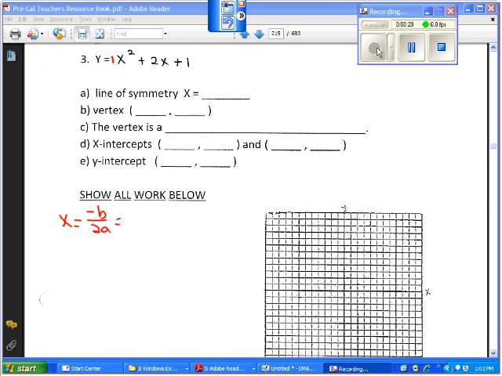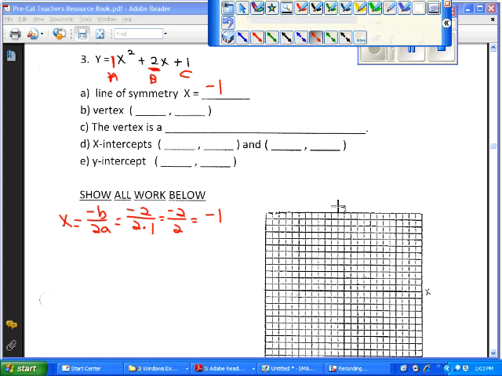Remember, the a of the quadratic is 1. The b of the quadratic is that 2, correct? So we take the opposite of b, or negative 2, over 2 times my a of 1. This is the a of the quadratic, the b of the quadratic, and the c of the quadratic. So we're going to have negative 2 over 2, which is negative 1. So the equation for the line of symmetry is x equal negative 1. That would be a vertical line through x is negative 1.